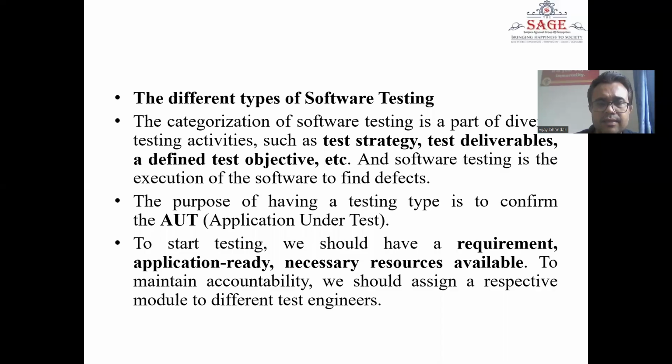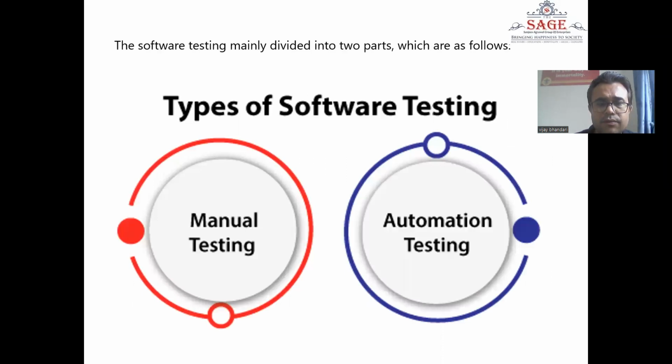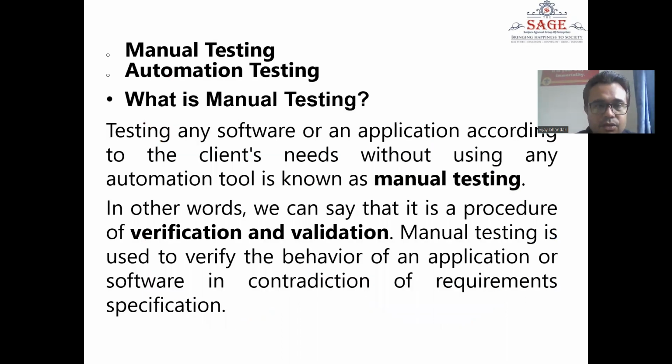So here we can see types of software testing. Software testing is mainly divided into two parts, which are manual testing and automation testing. So what is manual testing? Testing any software or application according to the client's needs without using any automation tool is manual testing.